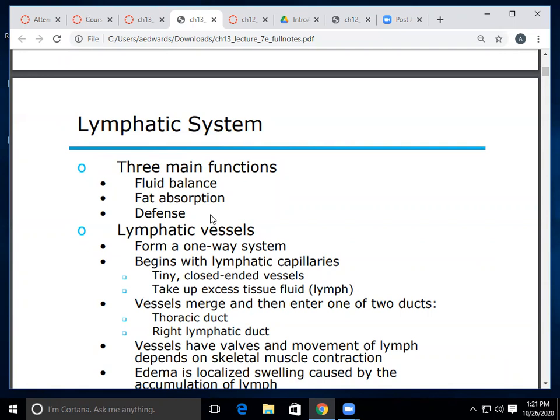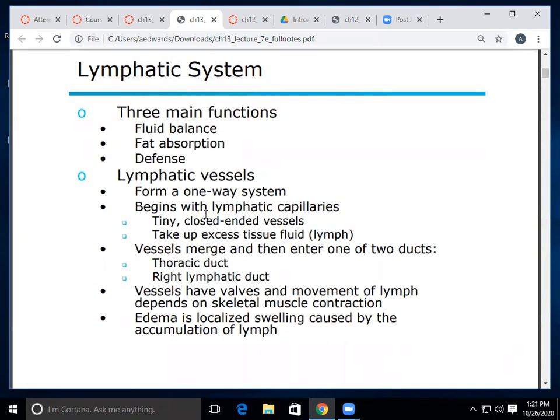The lymphatic system is made up of lymphatic vessels, and they are a one-way system. Okay, they only move in one direction. They start out with lymphatic capillaries, and these are tiny vessels that are closed on one end. They essentially absorb or take up excess fluid in your body. We call that excess fluid in your tissues lymph, hence lymphatic system.